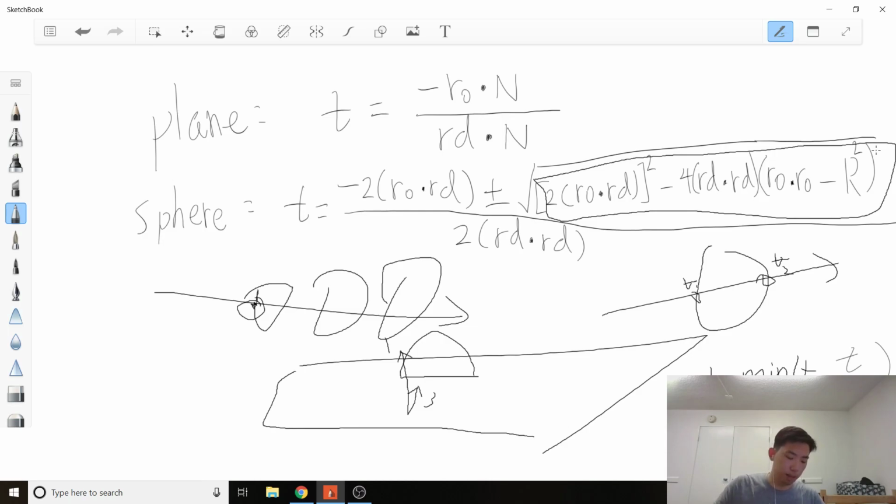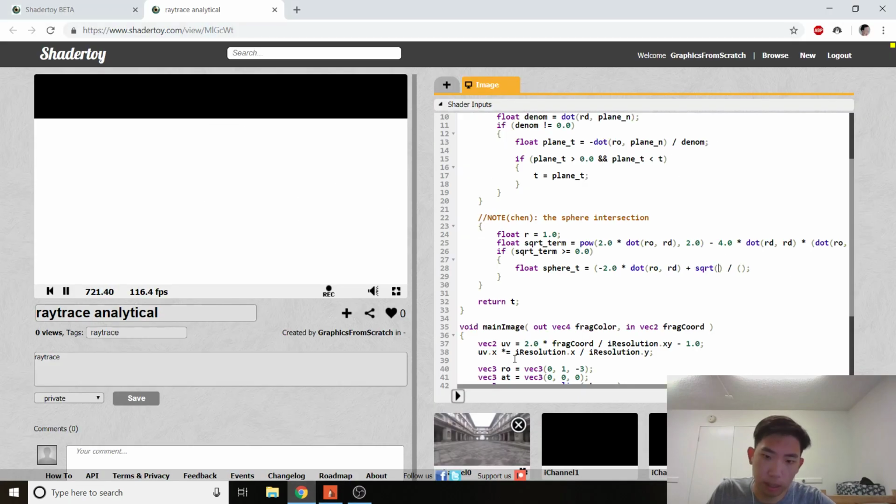That is if the t is positive, because if one of the t is negative, then finding the minimum will return. Again, there's something we don't have to worry about, since our camera will be constantly outside of the sphere, and so both of them, if they intersect at all, are going to be positive. So we'll have the square root term inside the square root, right? And the denominator, I believe, is just 2 times ray direction dot itself.